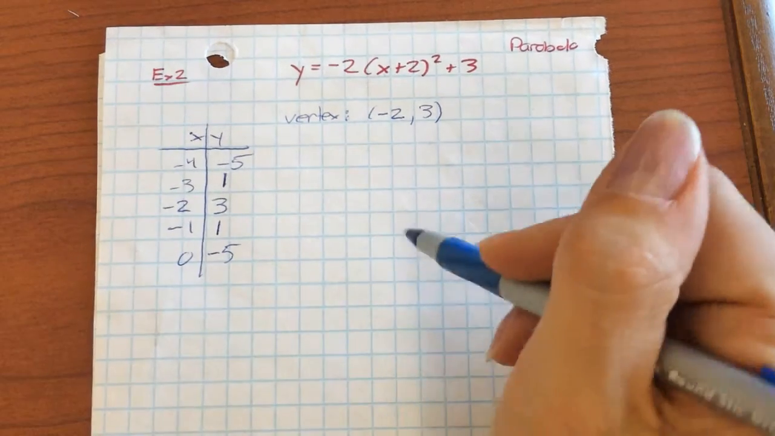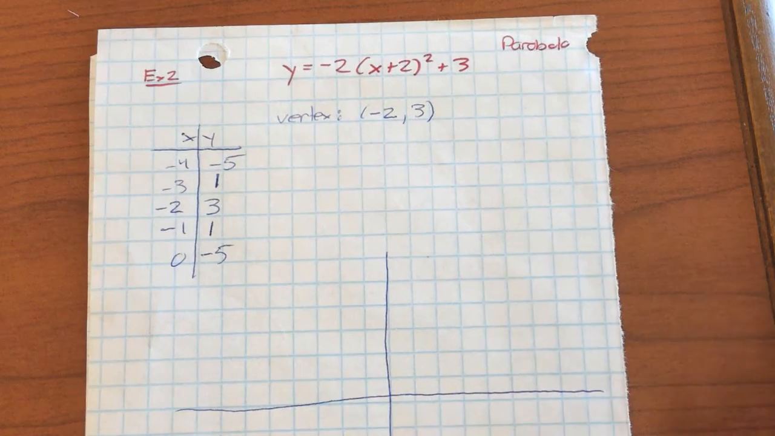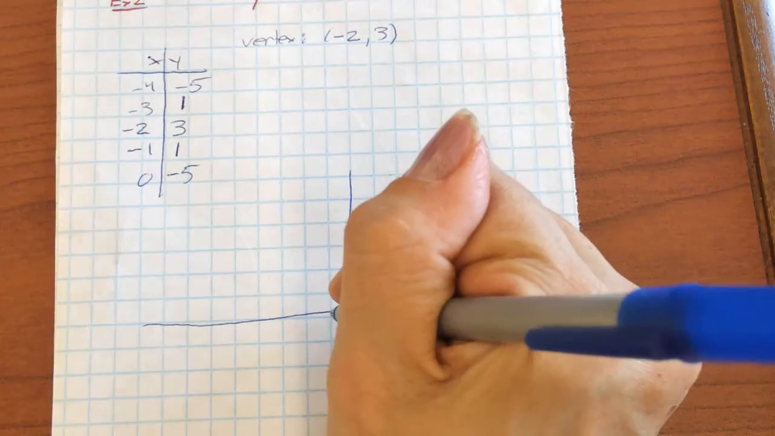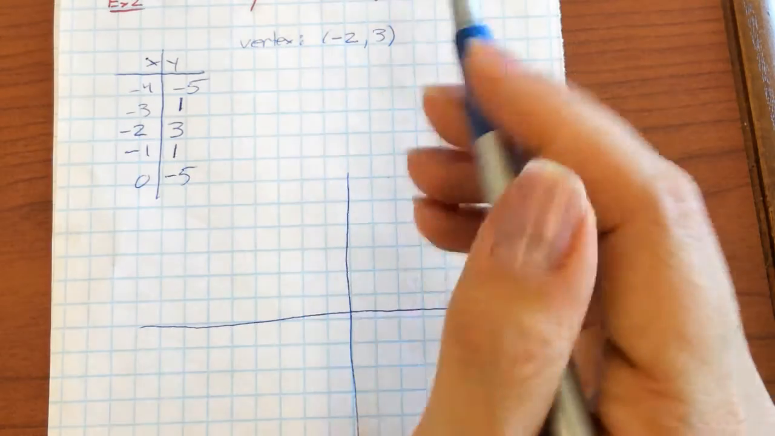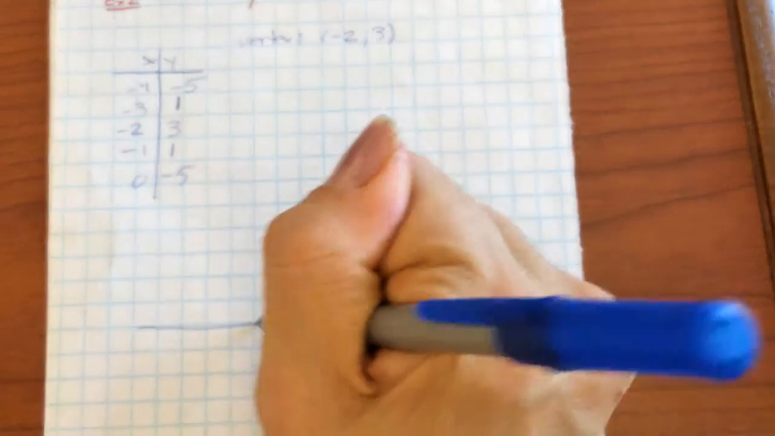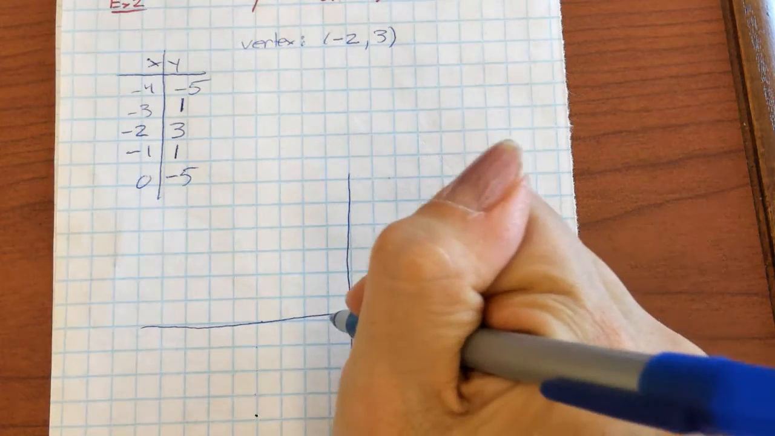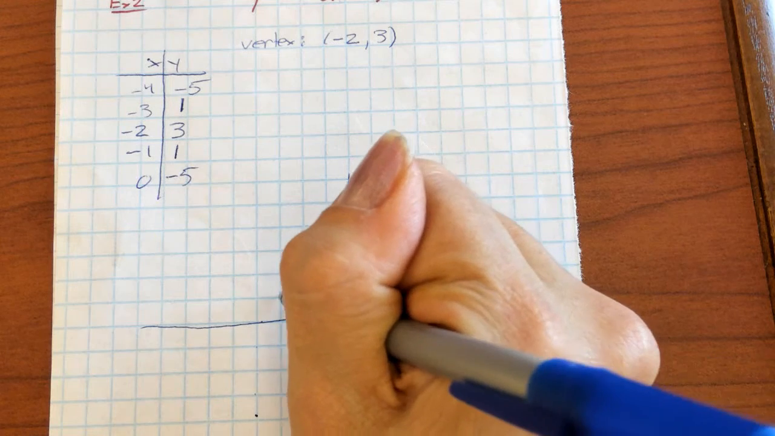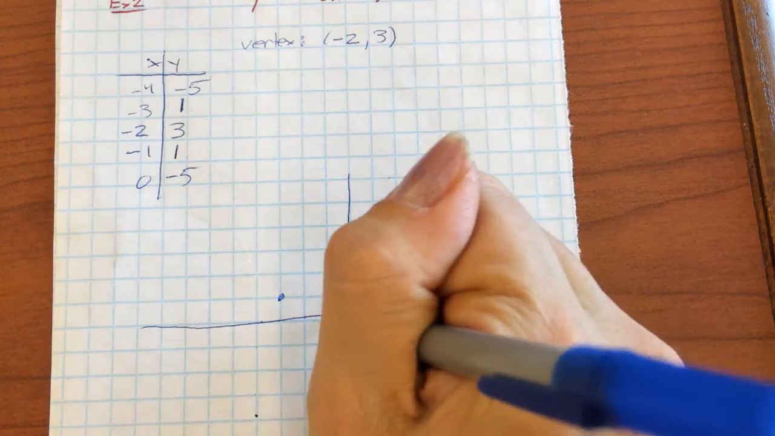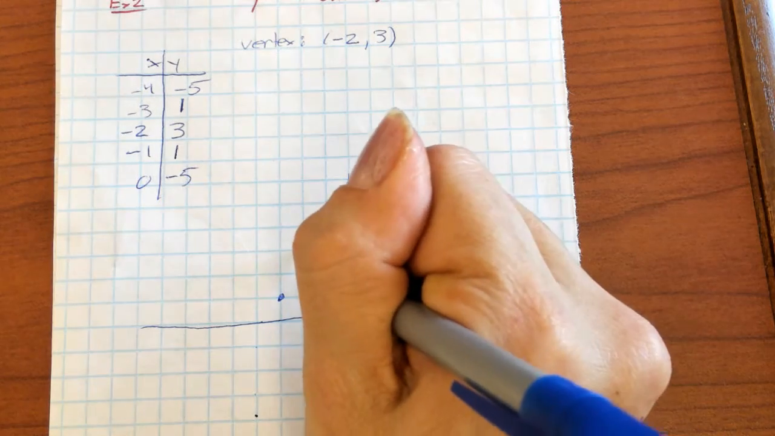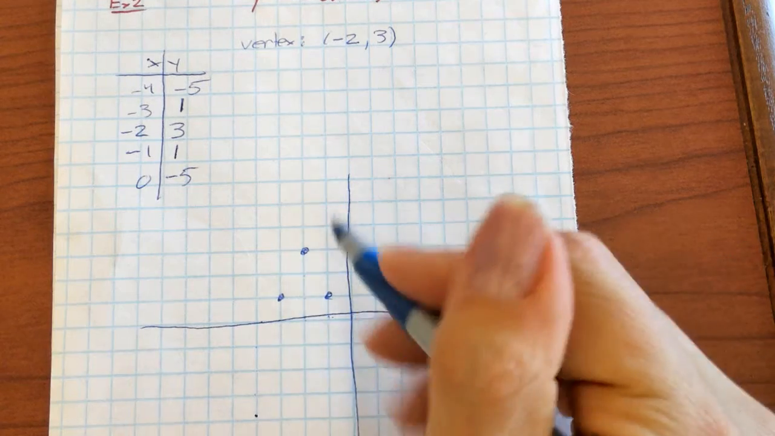So let's see what our graph looks like for this. My vertex is at, I don't even need to do my vertex first. Let's just do them in order. So I've got 1, 2, 3, 4, 1, 2, 3, 4, 5, 1, 2, 3, and up 1. And here's my vertex, -2, 1, 2, 3, -1, 1, and 0, -5.